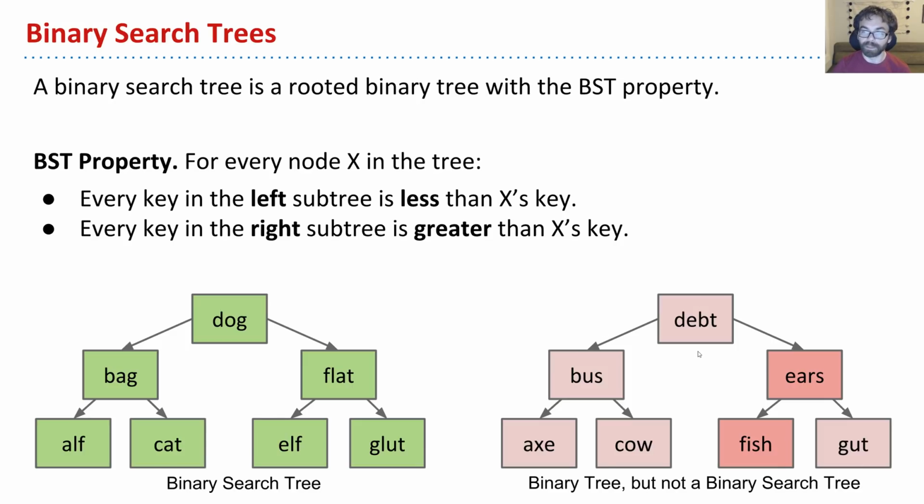Here we have another binary rooted tree, but in this case it's not a binary search tree because, while it is the case that ears, fish, and gut are all larger than det, fish is not larger than ears. Or sorry, fish is not smaller than ears, so it should not be on the left.